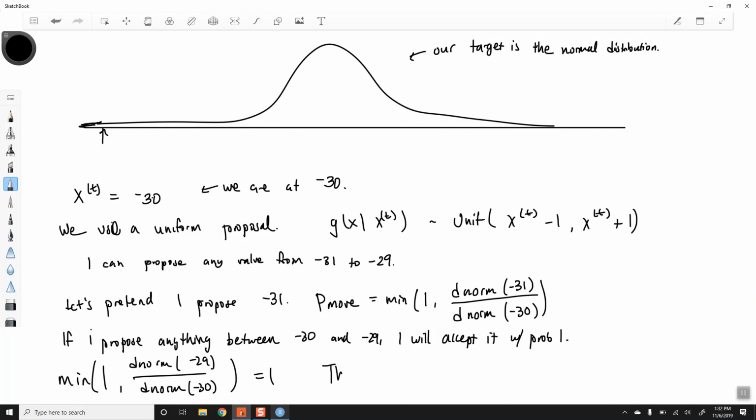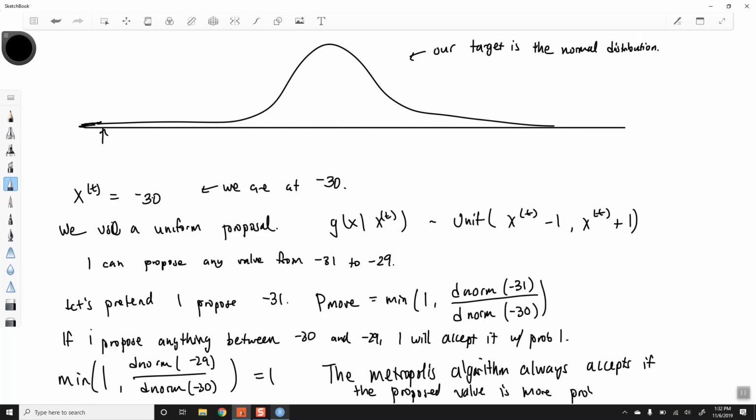So the Metropolis algorithm always accepts if the proposed value is more probable. It's just that sometimes you don't propose values that are more probable. Does that kind of make sense?